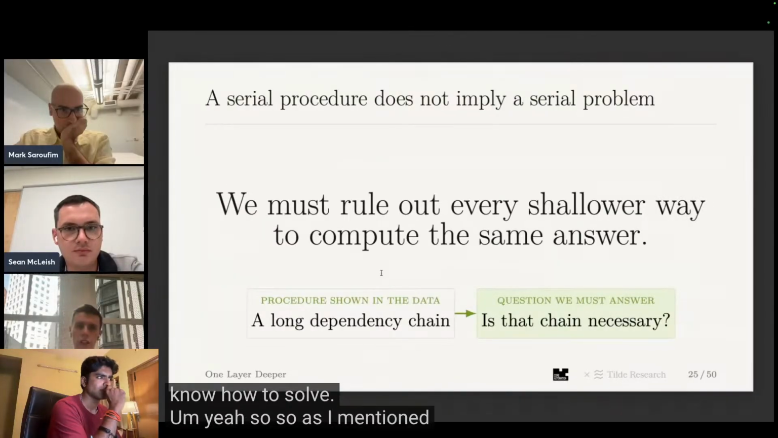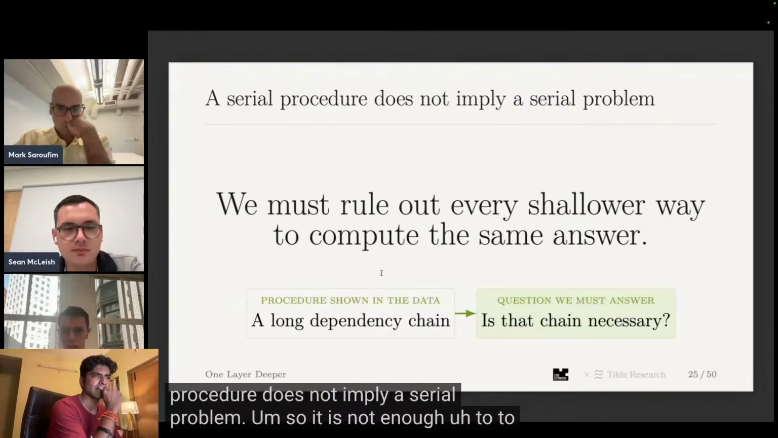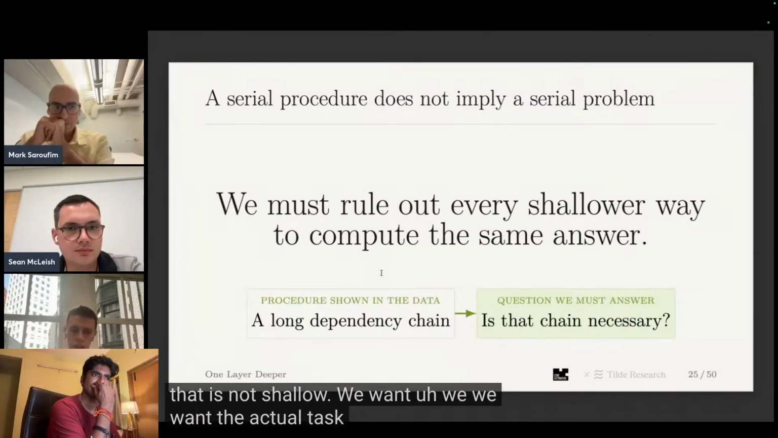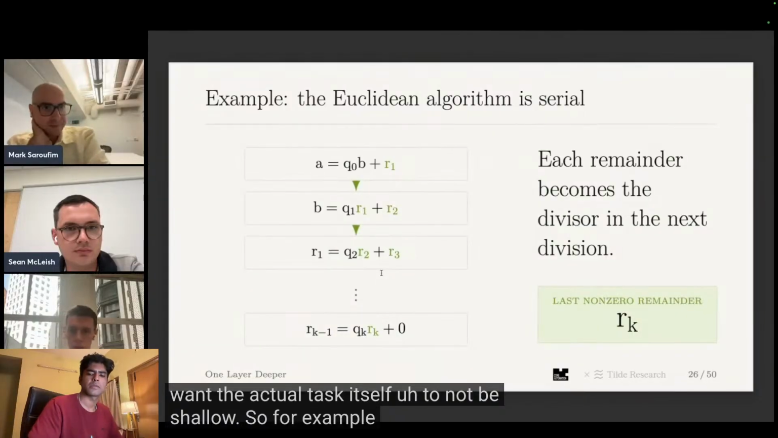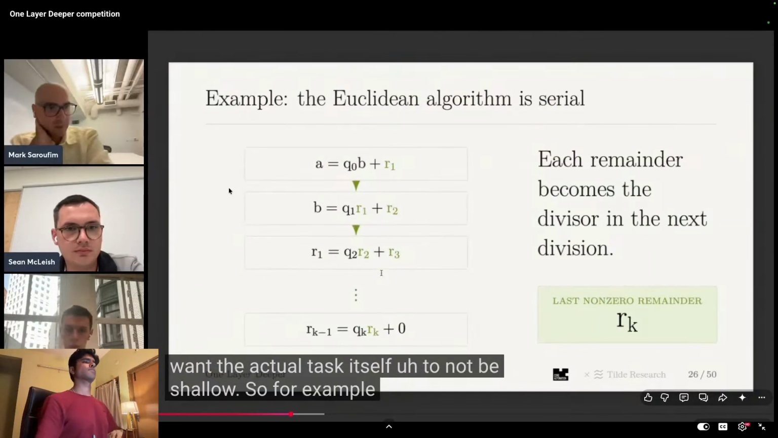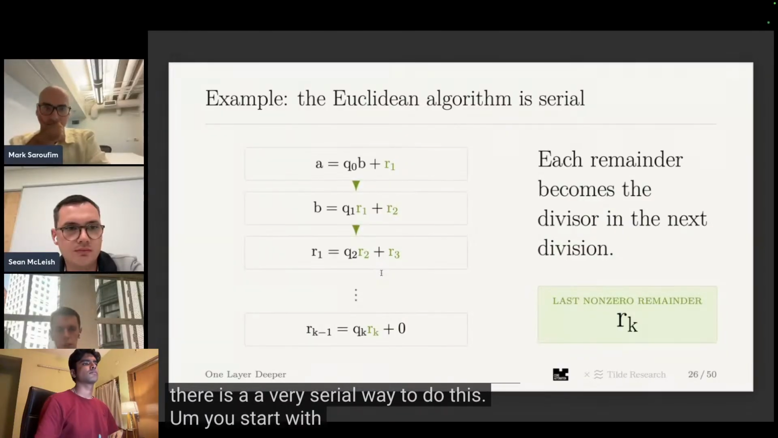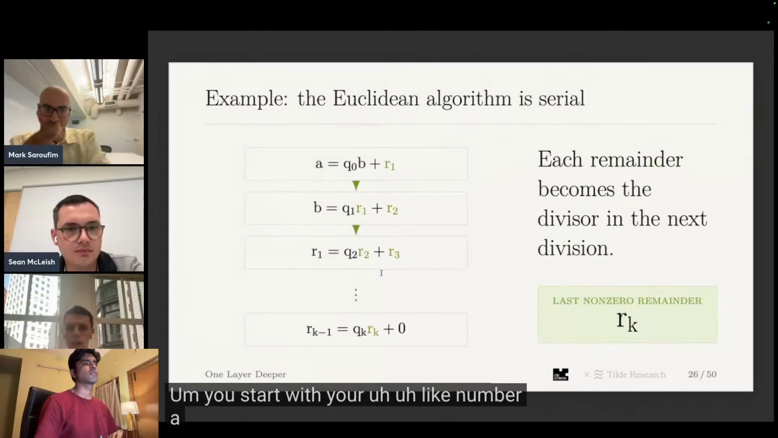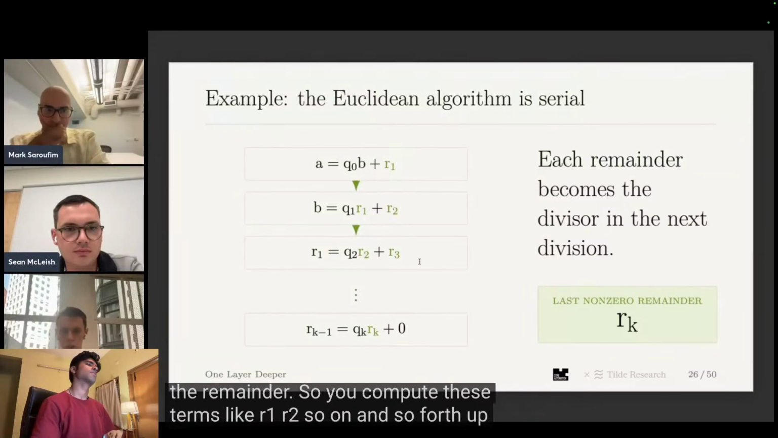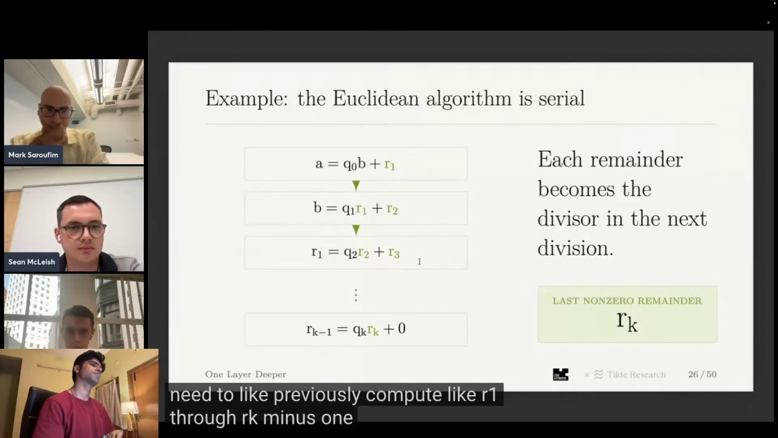As I mentioned, a serial procedure does not imply a serial problem. It is not enough to have a particular method that is not shallow. We want the actual task itself to not be shallow. For example, if you're computing the greatest common divisor, there's a very serial way to do this. You start with your number A, and then at each step you compute the remainder. So you can compute these terms R1, R2, and so on up to RK. And in order to get RK, you need to have previously computed R1 through RK minus 1.